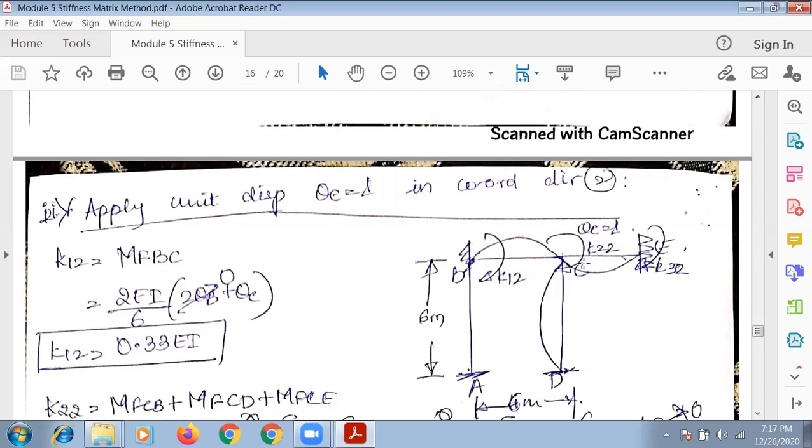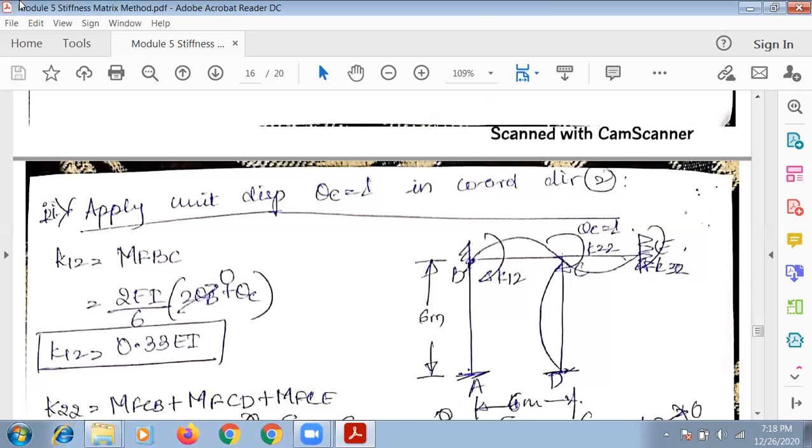Then apply a clockwise moment. When you apply a clockwise moment, CE will bend downward. Then, because it pushes this column to the left side, CD will bend, and then again it pushes this beam upward. So upward movement, downward movement, and a left side column movement. Once you draw this deflected shape of the beam, mark again K1, K2, K3 as usual in the coordinate directions.